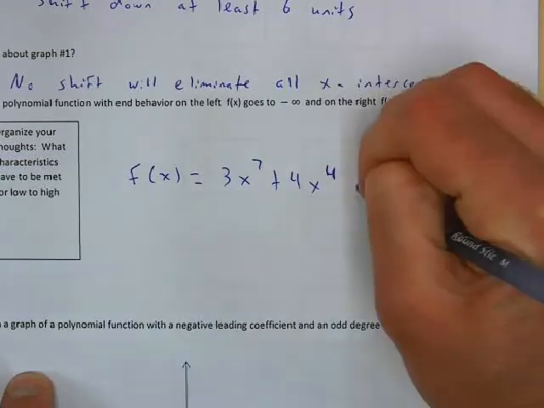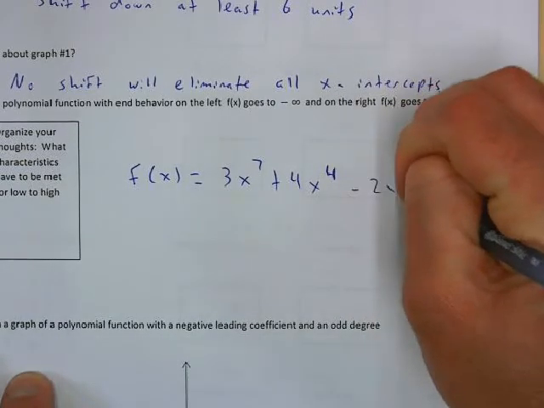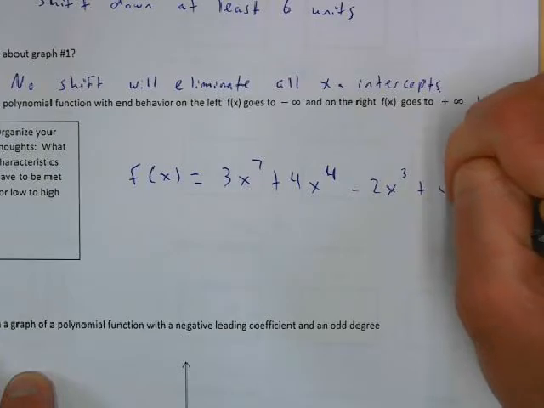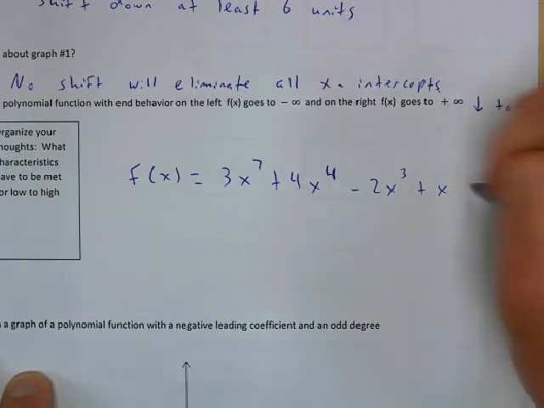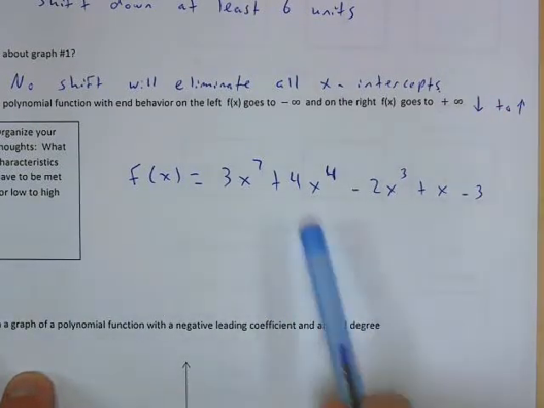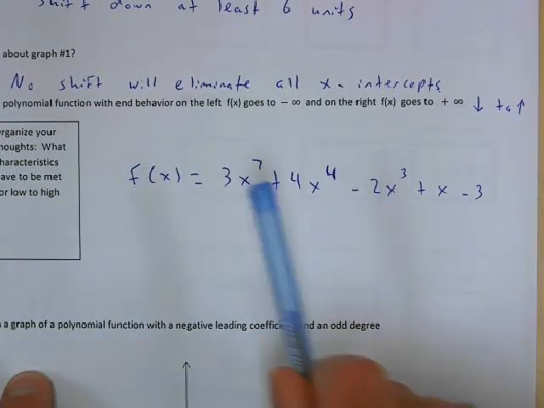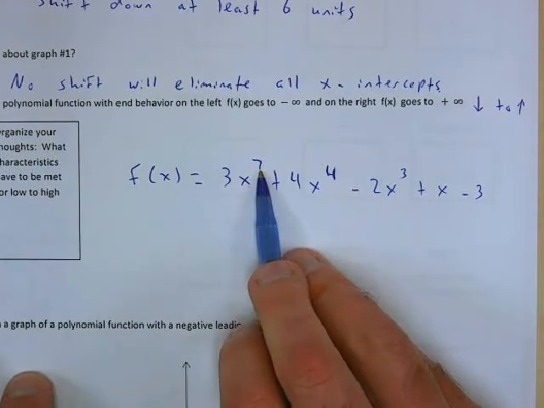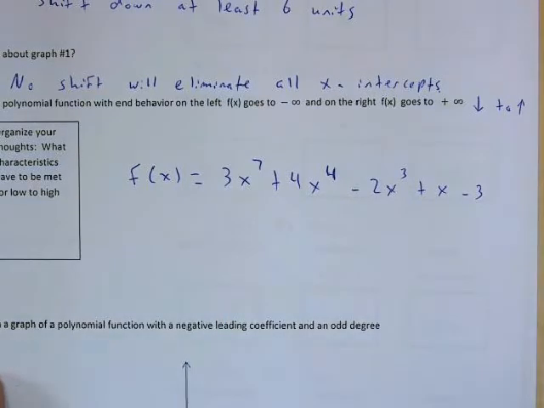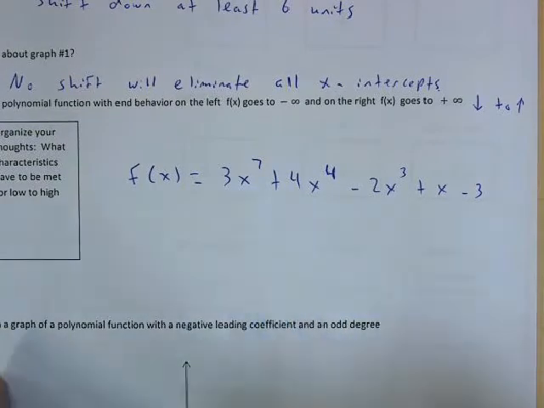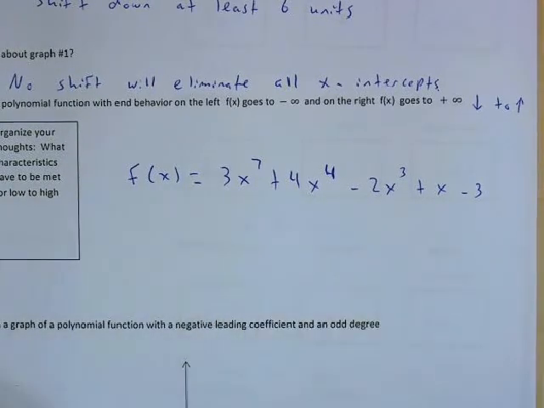Or I can put minus 2x to the 3rd. I can stop there, or plus x. And I can stop there, or minus 3. All this stuff doesn't really matter. It can be there, it can be different, it cannot be there. What we have to have is a positive number here and an odd power there. And that's going to give us that low to high. So again, all this stuff doesn't matter. This is the key. Positive number here, odd number there.